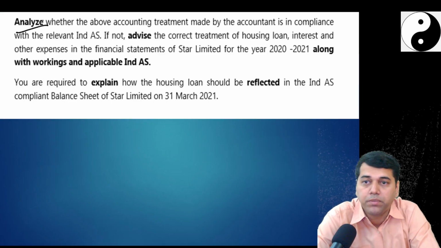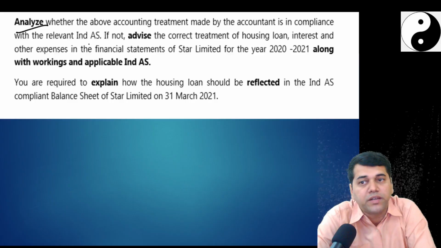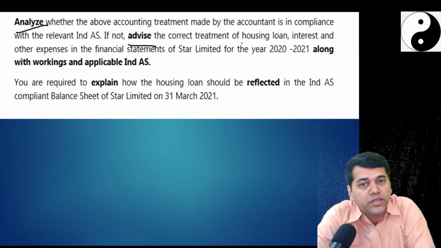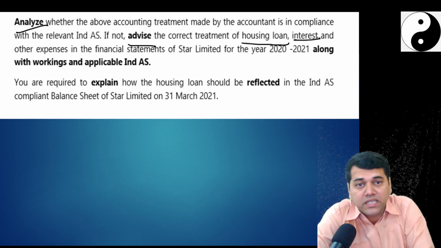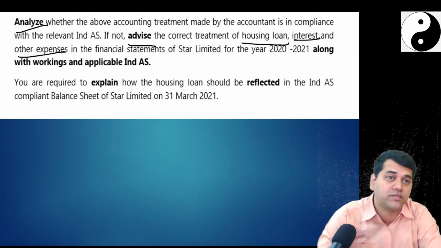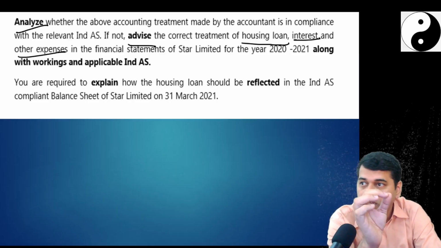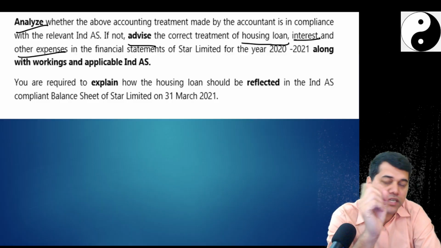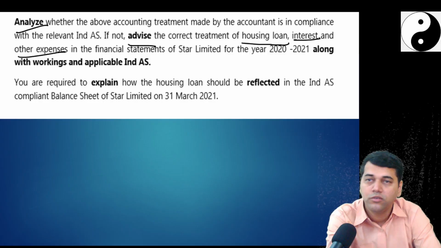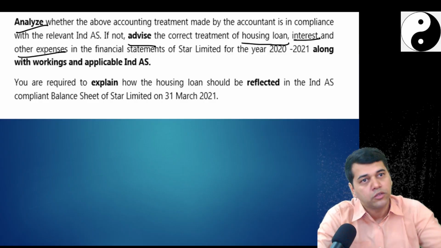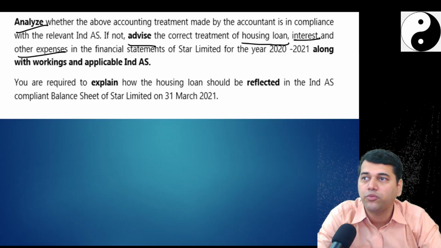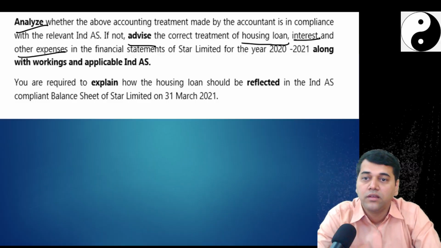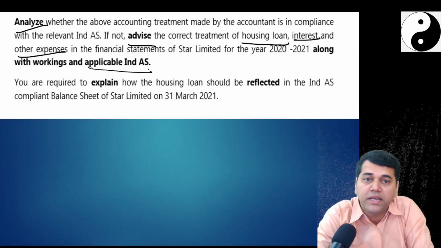Analyze, see the proper work, whether the above accounting treatment is in compliance with the Ind AS. If not, advise the correct treatment of the housing loan, interest and other expenses. See the clarity of what they have given you in the examination question. So should you not speak about the deferred expenses and all? You have to speak simply. You cannot do one working. You have to tell 1/5 of this should have gone to P&L account. Why? Because he is an employee covered by Ind AS 19, along with the workable and applicable Ind AS.